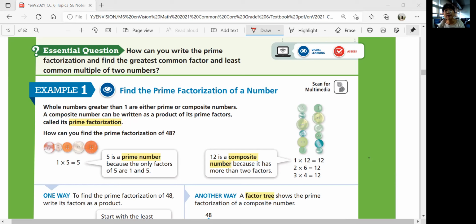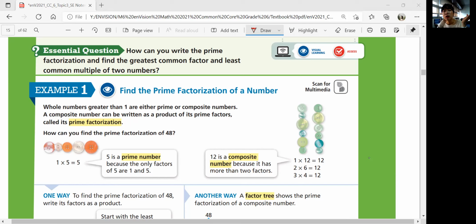How can you find the prime factorization of 48? So 48, all composite numbers can be written as multiple of prime factors. You can keep dividing it until you only have prime numbers left for your factors, okay? 48, think about 48. You can think about the factors that can divide 48 into 2, right?